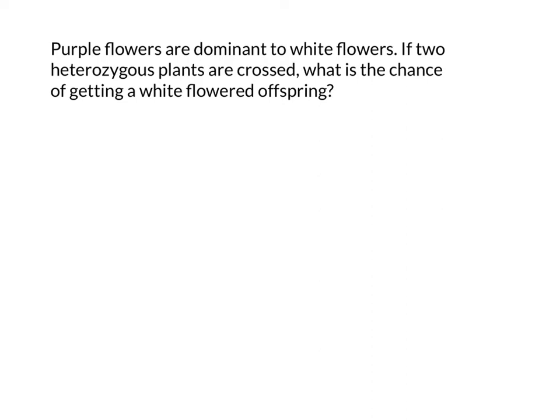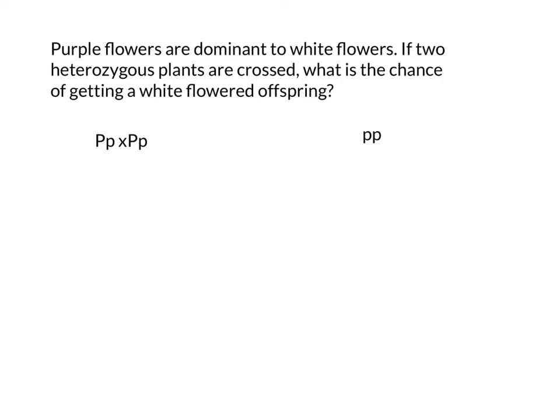We've talked about the first way using our Punnett squares. Okay, if we look at this problem, purple flowers are dominant to white flowers. If two heterozygous plants are crossed, what is the chance of getting a white flowered offspring? So from the problem, we know that the parents are both big P, little p. Okay, and we want an offspring that is white, so the genotype little p, little p.